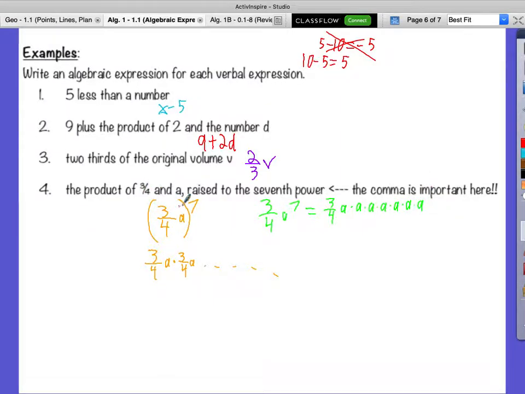The product of 3/4 and a raised to the 7th power. The correct one is the one in the orange. The wrong one is the one in the green. Excuse me, I misspoke there. The product of 3/4 and a, comma, so after you do that, put it in parentheses, raised to the 7th power. So it's 7 of those multiplied together, rather than 3/4 a, where only a is multiplied 7 times. So green would be the wrong way there. Questions on that?